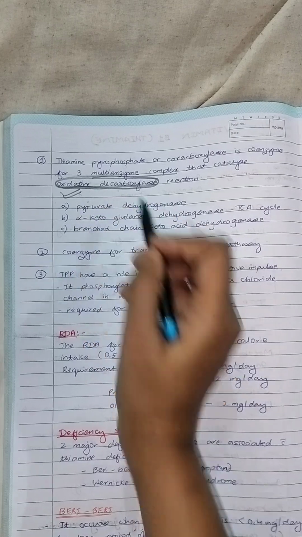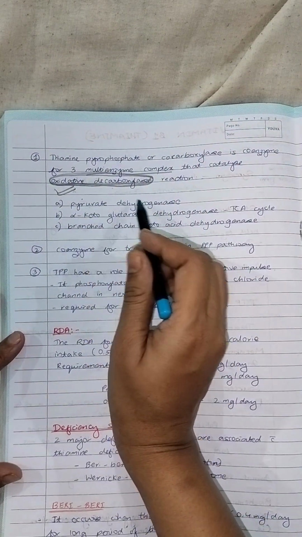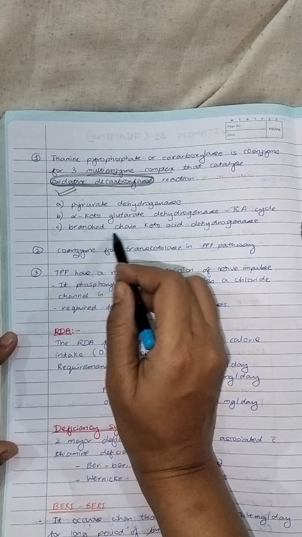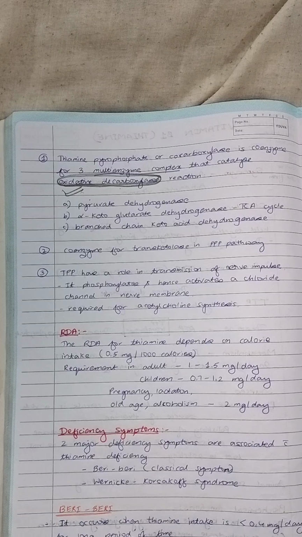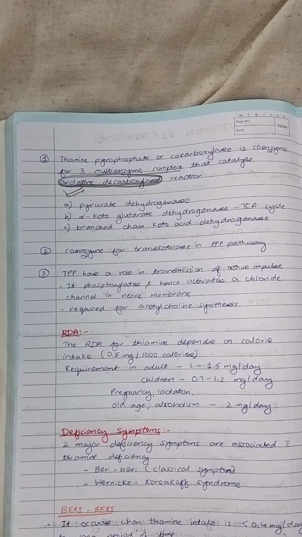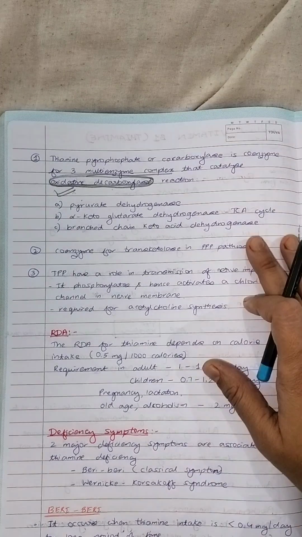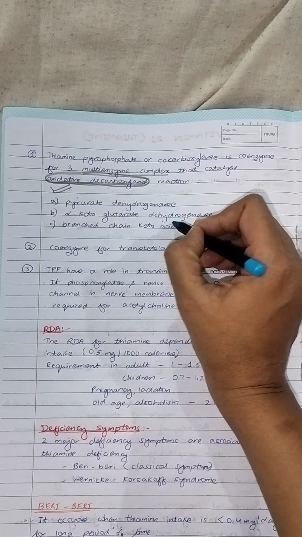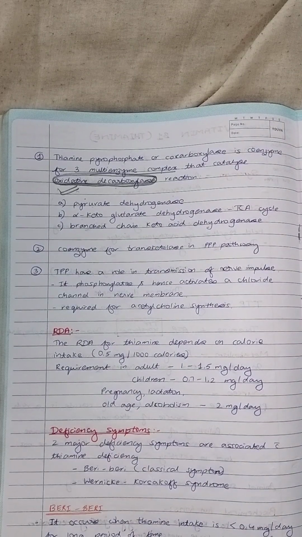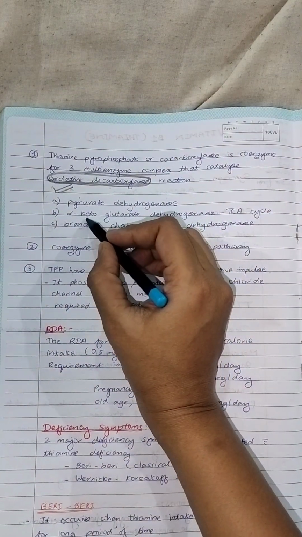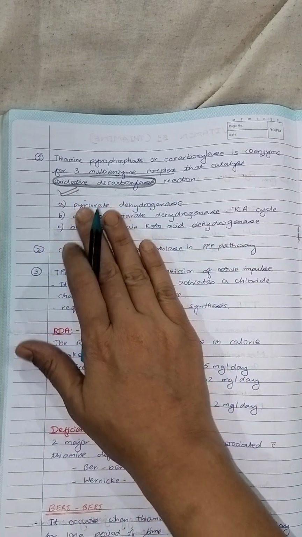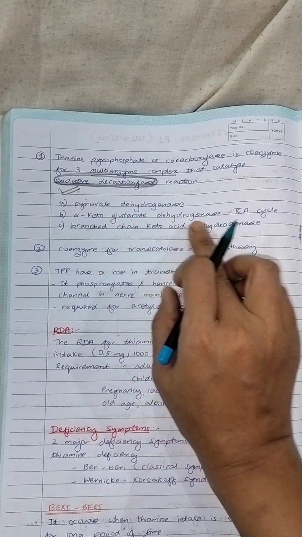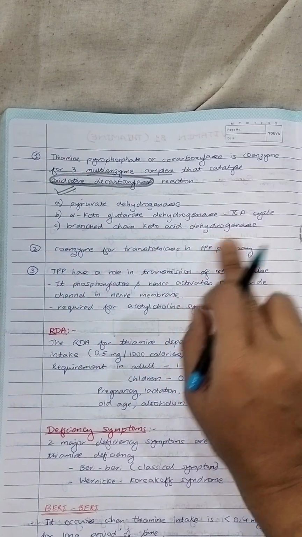Oxidative decarboxylation, this is one important term. The three enzymes are pyruvate dehydrogenase, alpha ketoglutarate dehydrogenase which is present in the TCA cycle, and branched chain keto acid dehydrogenase which is involved in the metabolism of branched chain amino acids. By the end of the year, in first MBBS, and if you are a PG student, these three enzymes will be a part of you. You will not be able to forget these three enzymes because they are very important: pyruvate dehydrogenase, alpha ketoglutarate dehydrogenase, branched chain keto acid dehydrogenase.